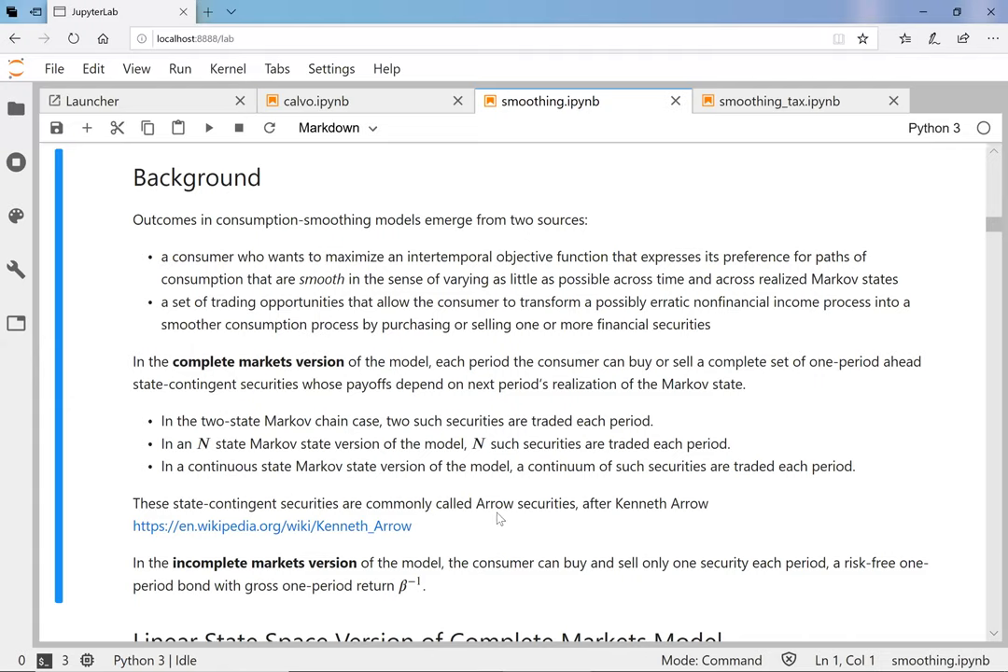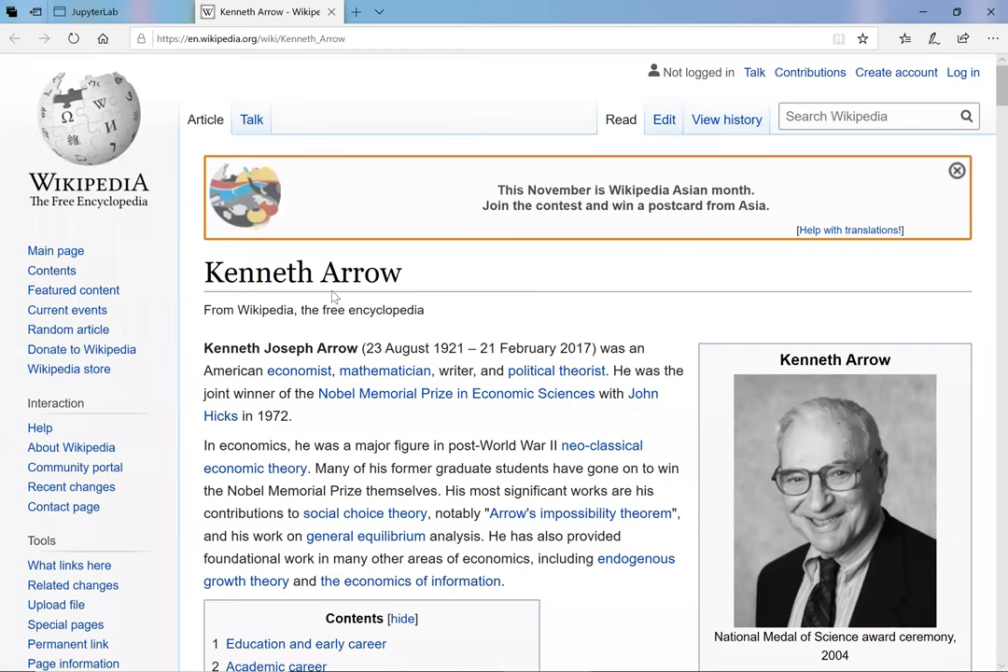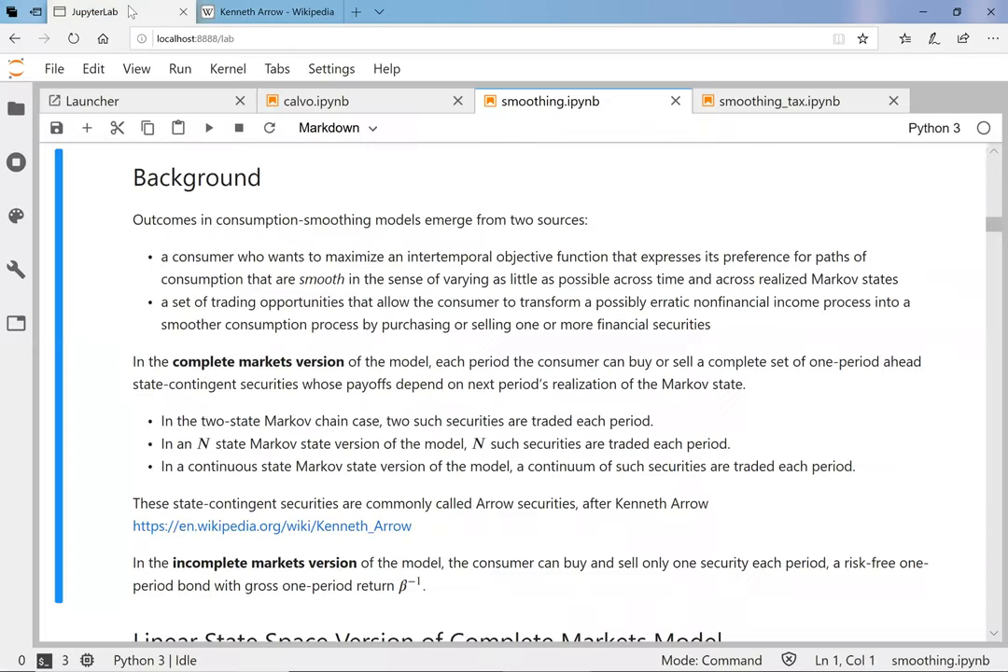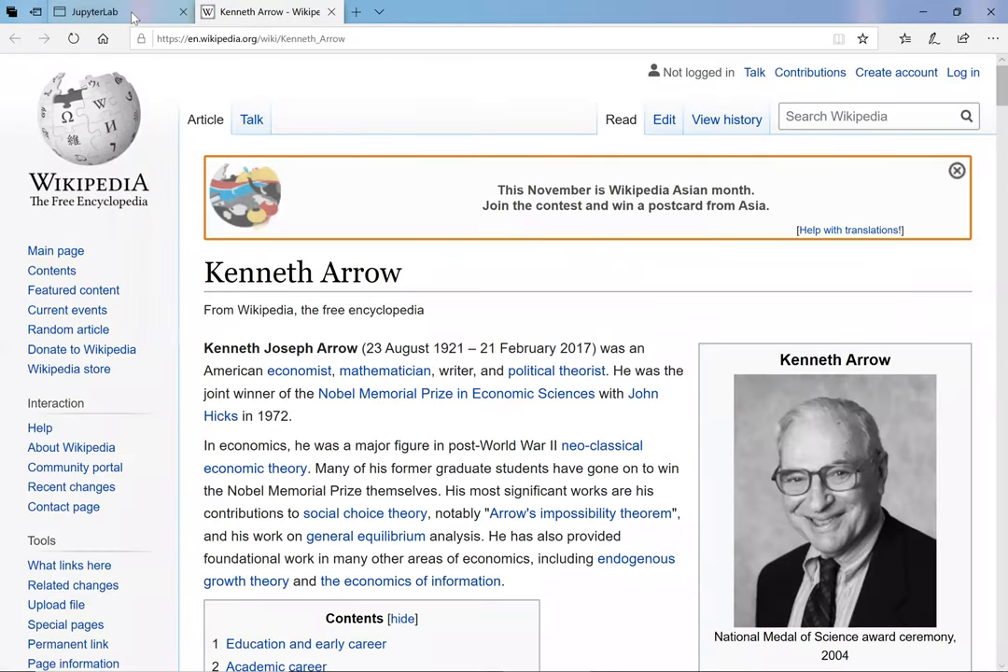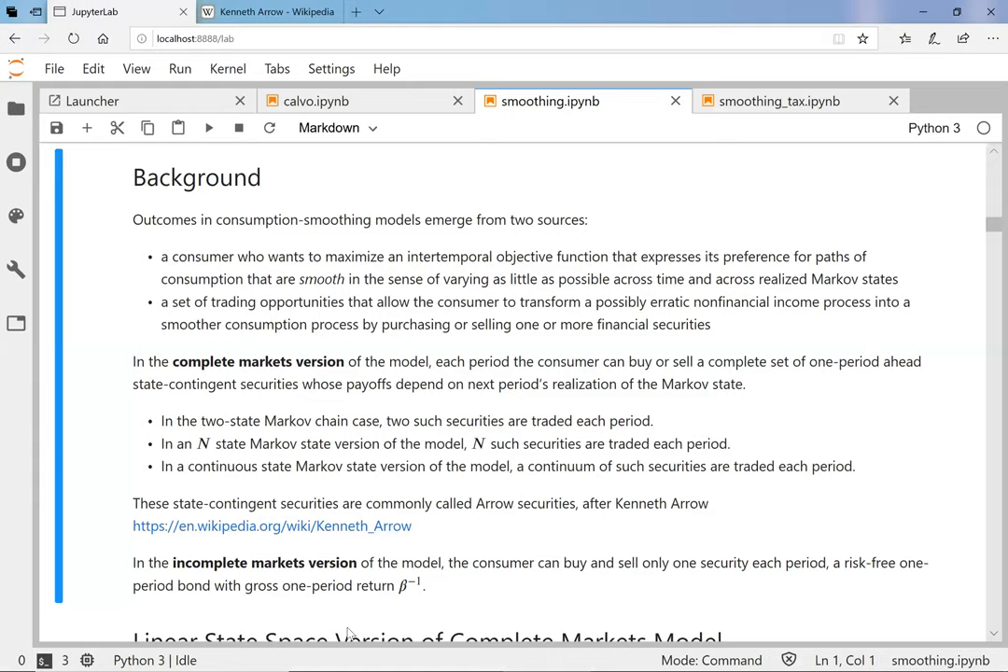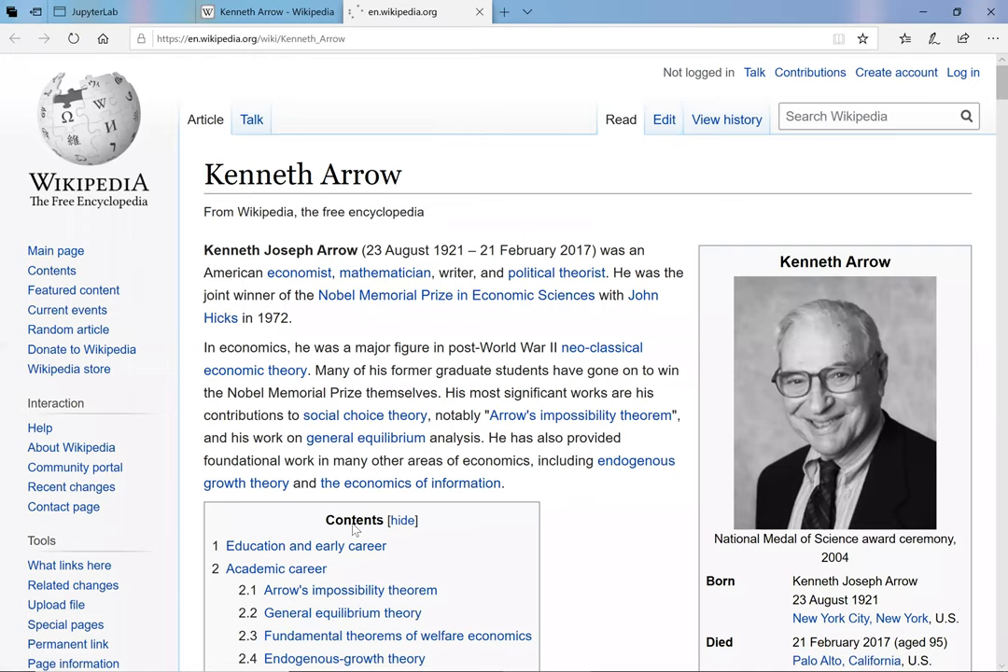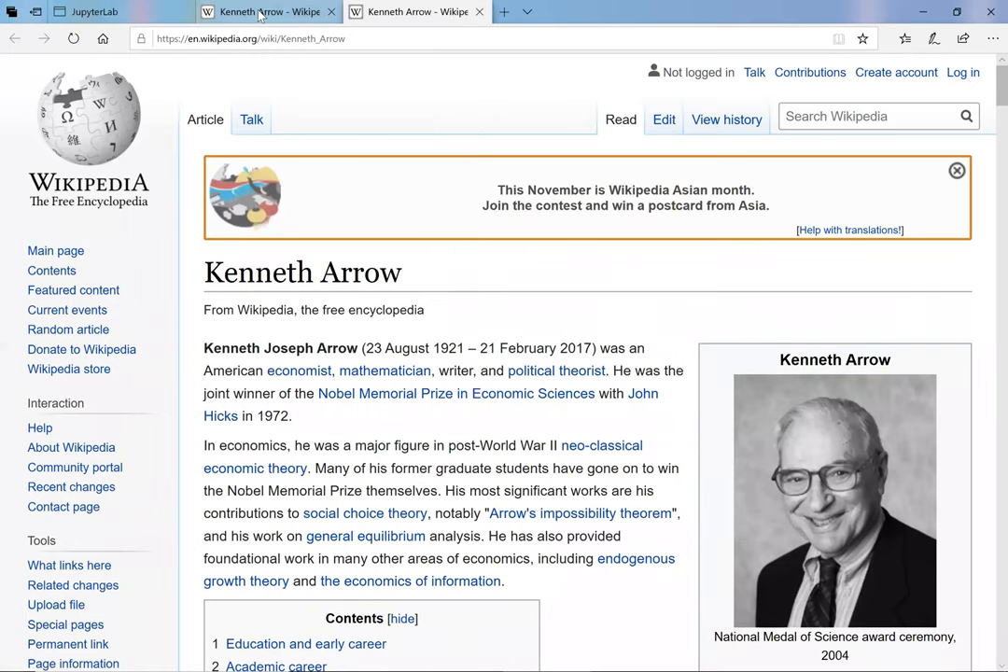Okay, so here we go. Oops, I don't know what happened there. Oh, I know, I clicked a link. This QuantEcon is so great. I clicked the link and there Ken Arrow came up. Okay, good.